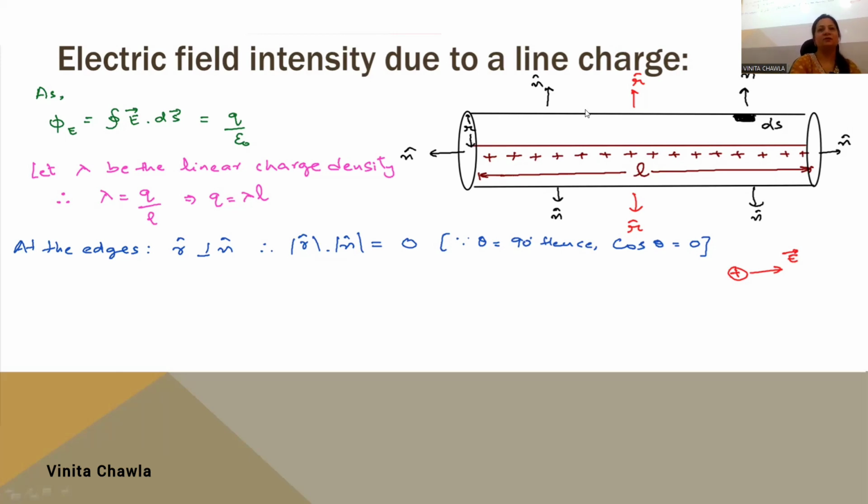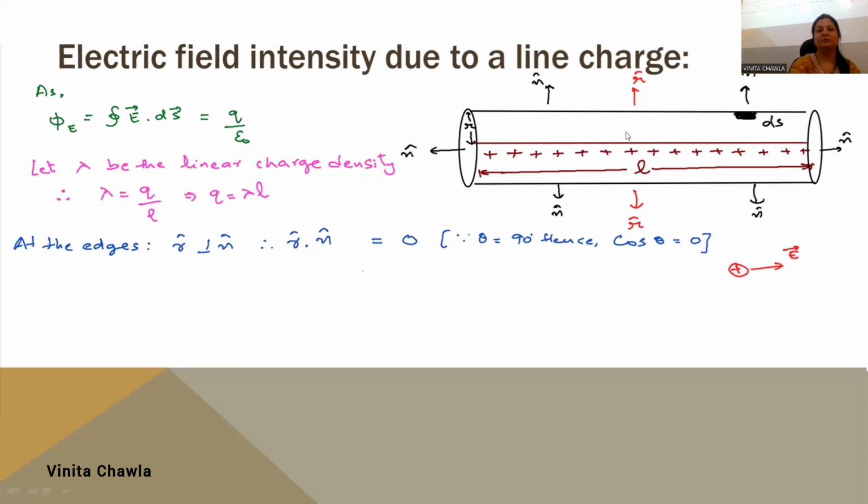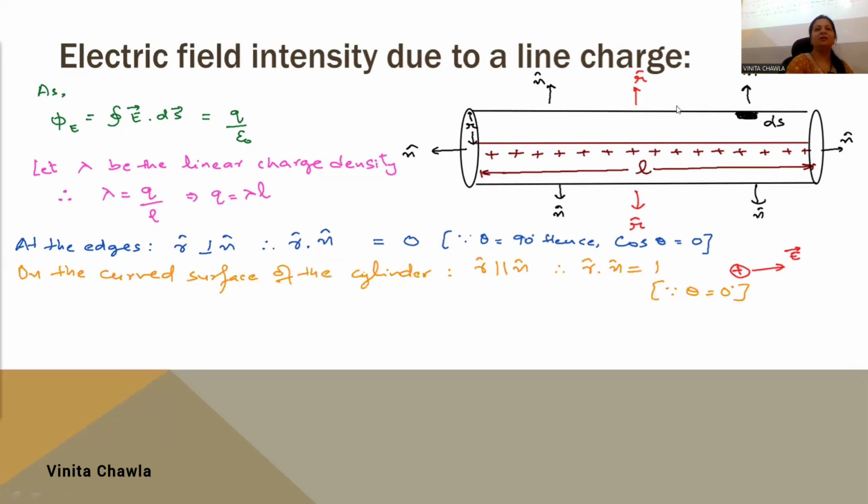And if you look at the curved surface of the cylinder, r cap and n cap are parallel to each other. So when we take the dot product, we get 1 because cos 0 degree is 1. So at the edges, r cap dot n cap is 0. And on the curved surface, it is 1, because when we take the dot product of two parallel vectors, we simply multiply their magnitudes, and unit vectors have magnitude 1. So magnitude of r cap multiplied by magnitude of n cap and cos 0 degree. So 1 into 1 into 1 is 1.